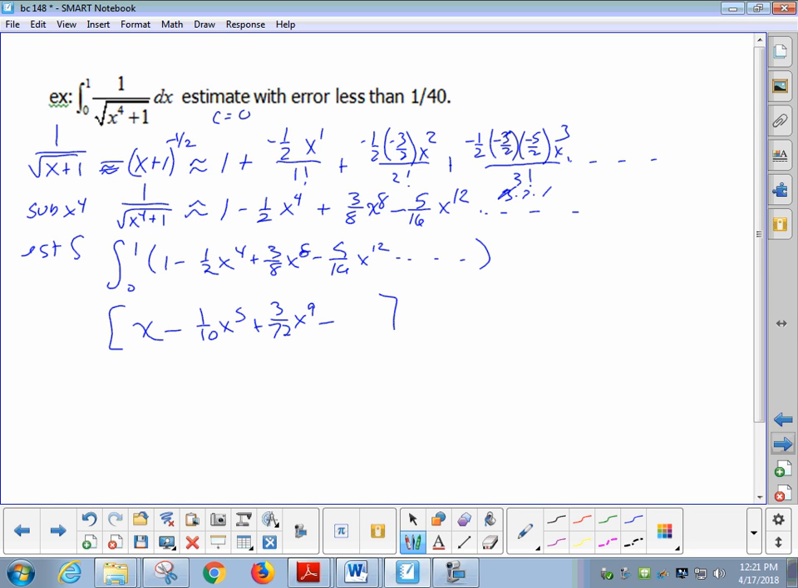All right, if we evaluate that from 0 to 1, then we get something like 1 minus 1/10 plus 3/72 minus a bunch of zeros. If we want error less than 1/40th, will that term do it? 3/72, or are we going to need one more? Is 3/72 less than 1/40th? It is not. It's 1/24th, which is not less than 1/40th, so we need one more term.